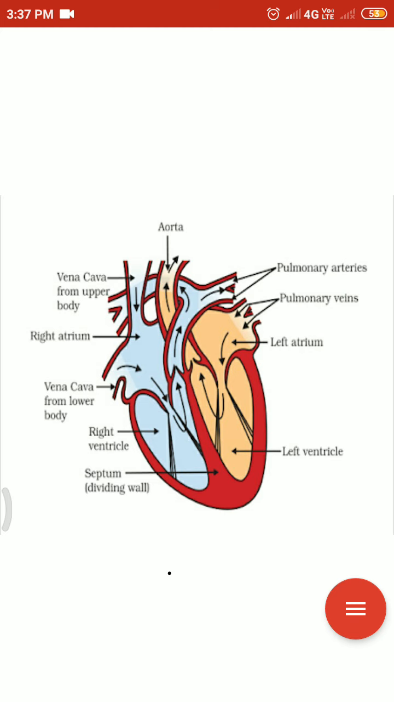Our heart is made up of four chambers. They are two upper chambers, called atria, and two lower chambers, called ventricles. The atrium and ventricle on each side are separated by a membrane called the septa.